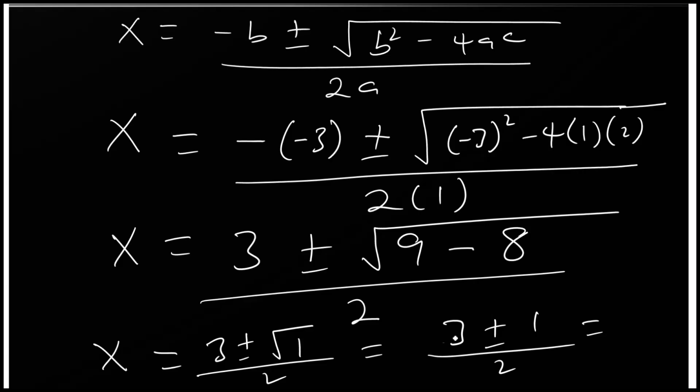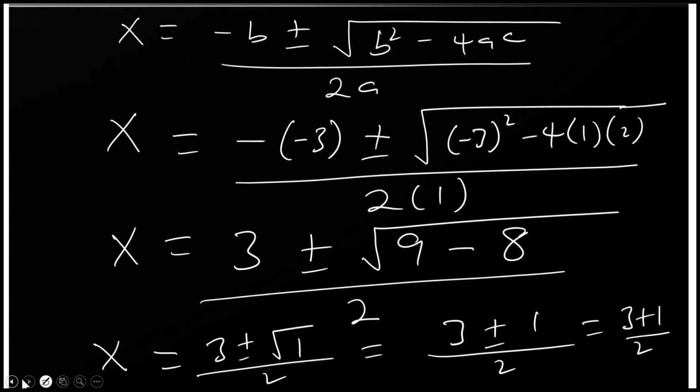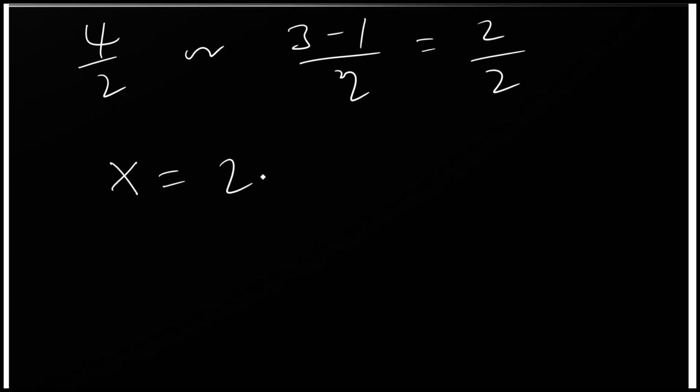That will be, so we have 3 plus 1 on 2. So that will be 4 on 2, or 3 minus 1 on 2, which is 2 on 2. So the answer is x equals 2 or 1.